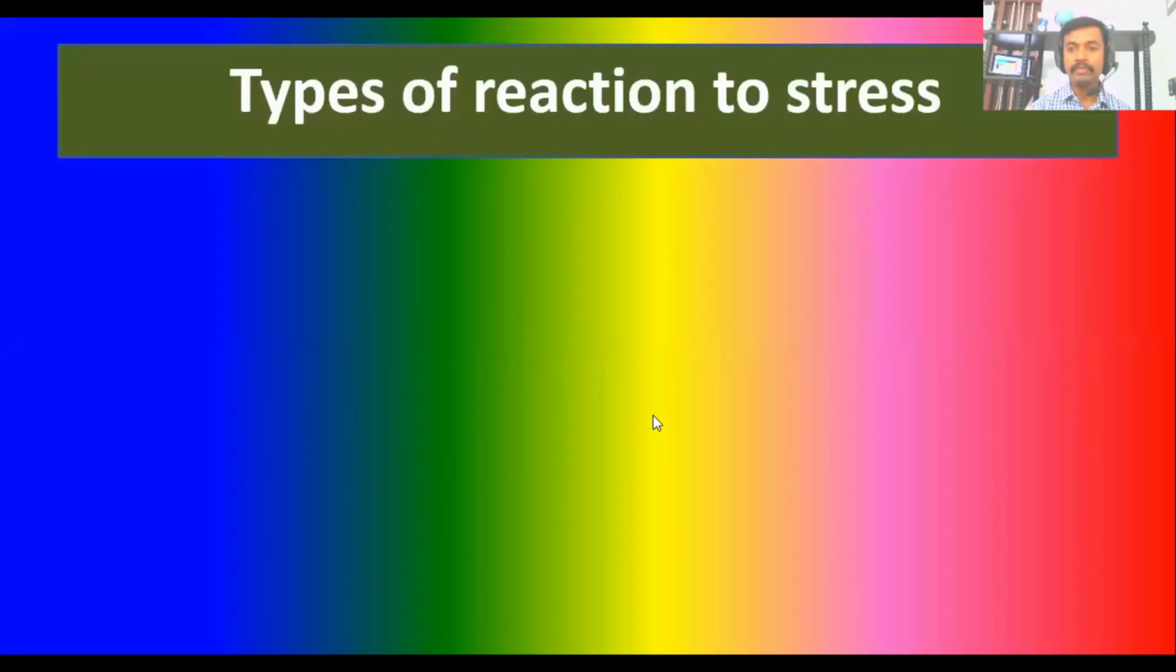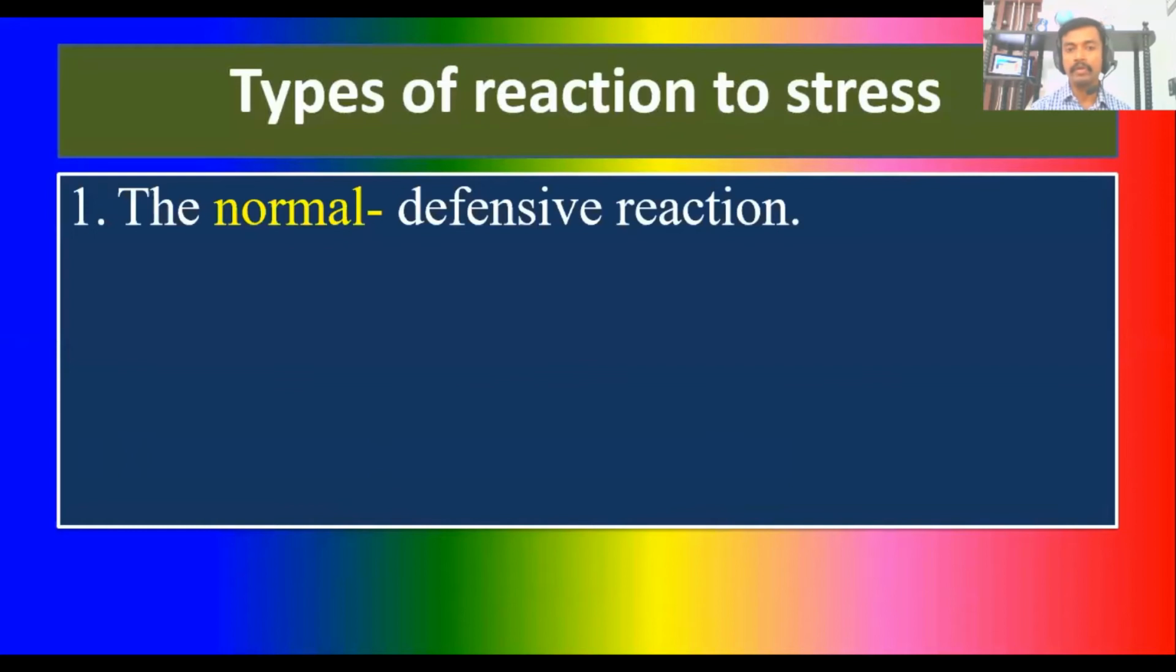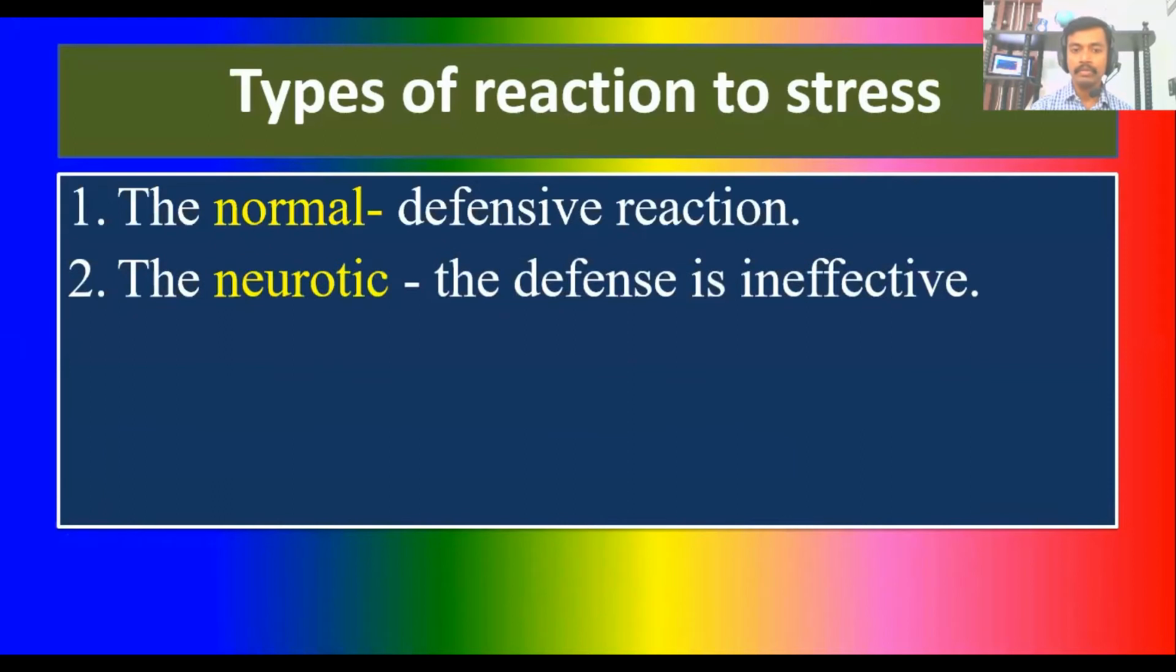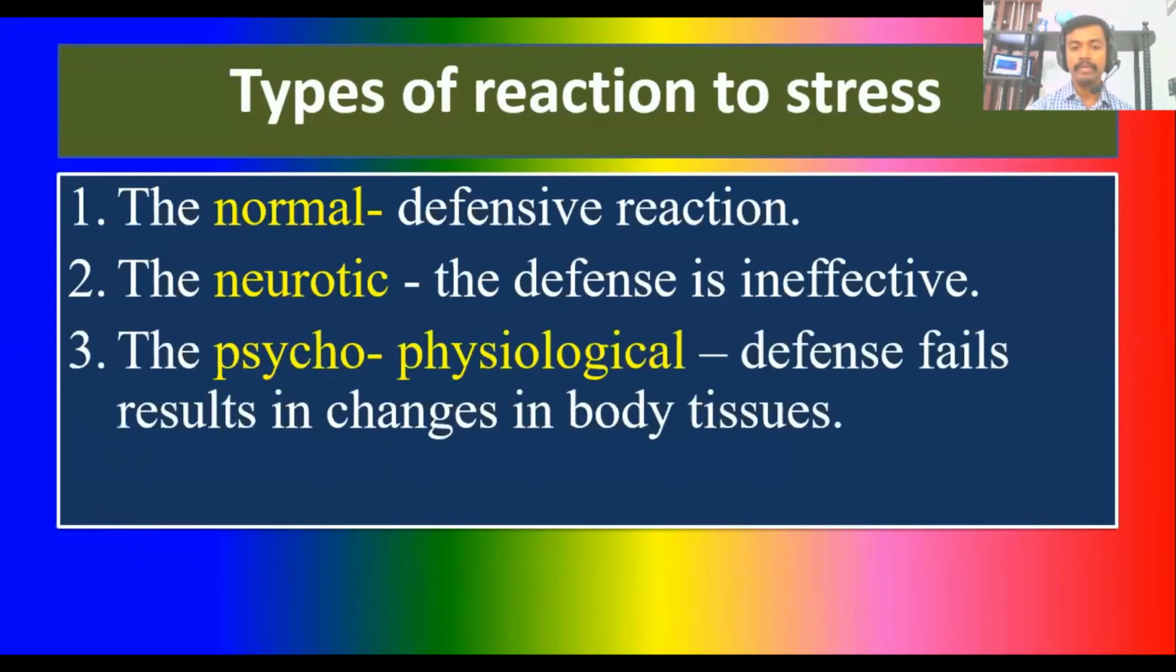Then types of reaction to stress. First reaction, normal, defense reaction. Students, we have to defend against stress. Any situation where you feel stress, defend against it, which is normal. Then neurotic, where defense is ineffective. So at that time we may be anxious, and fear is neurotic. Then the third one, psychophysiological, which fails and results in change in body tissue. This type of reaction leads to diseases and tissue damage in the body, you know.